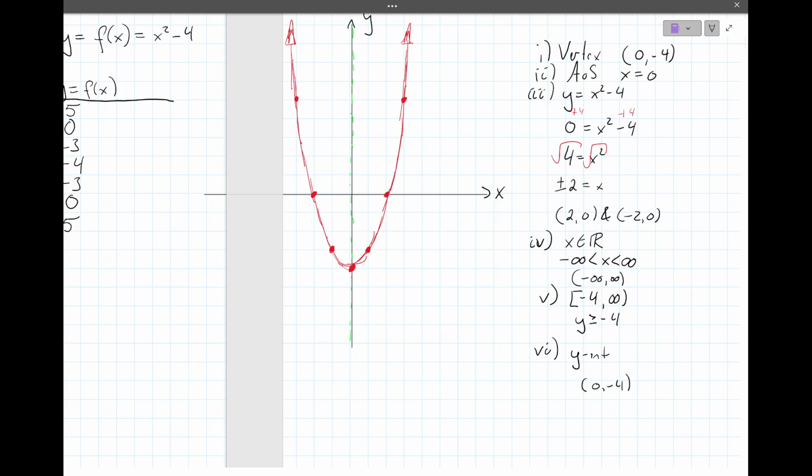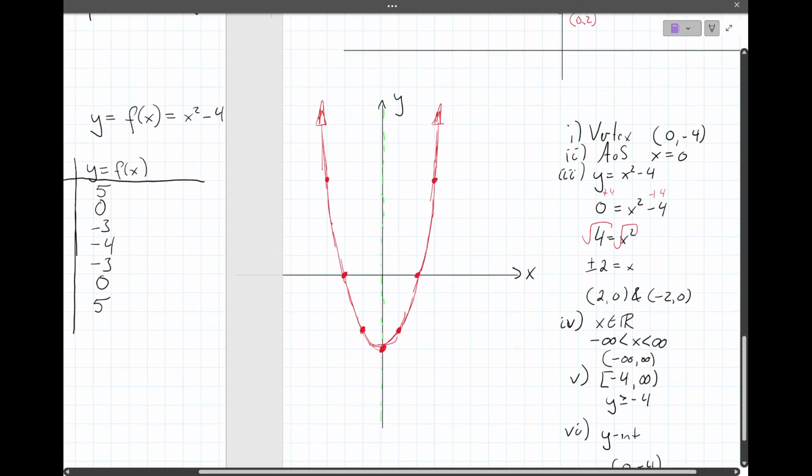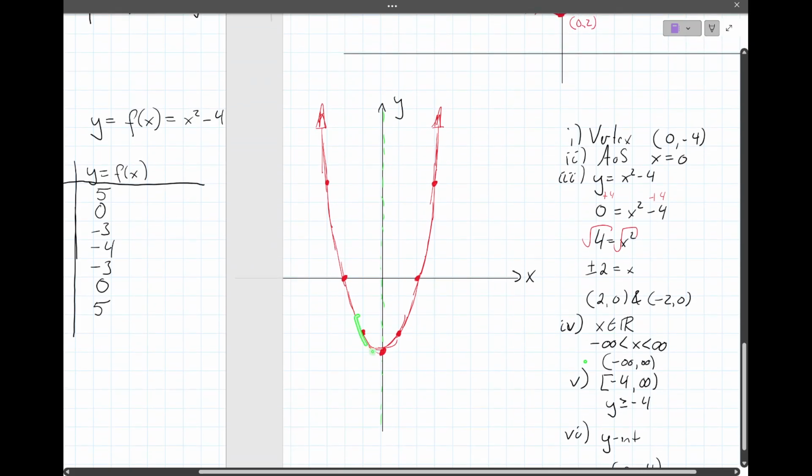And we always know that our vertex happens at this corner here, and we know that this corner specifically is 0 and -4.